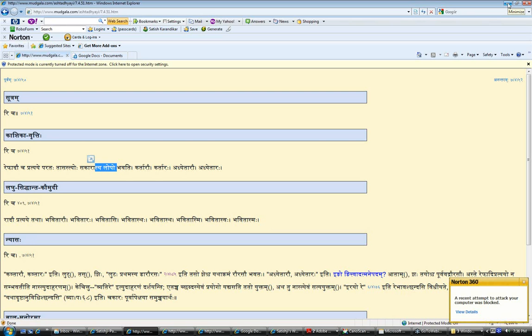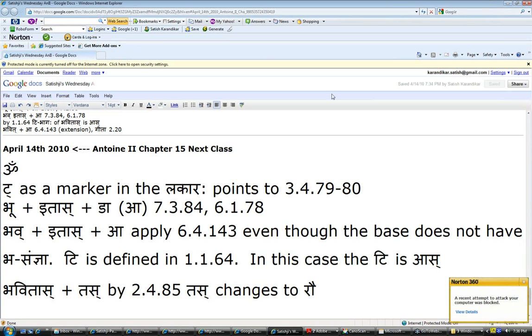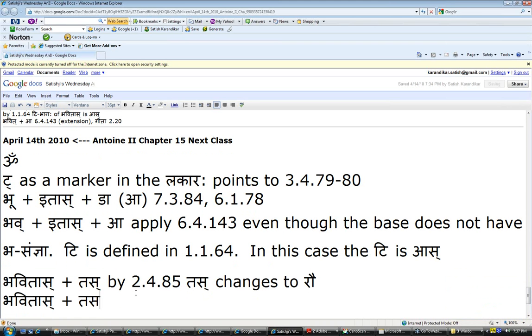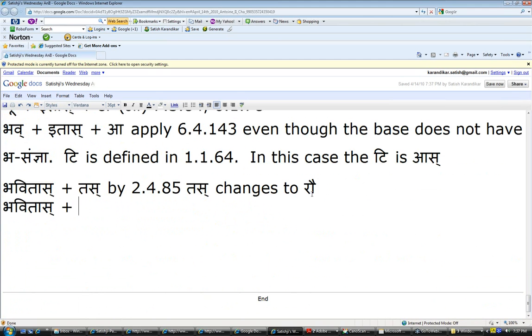So we apply 7-4-51 and remove that. Let me put that down here. So we get bhavitarau. Bhavitarau, I'm sorry, bhavitarau, because richa sutram, richa, bhavitarau. Okay, so make this into rau, and then we will remove the sakara of tas by richa.